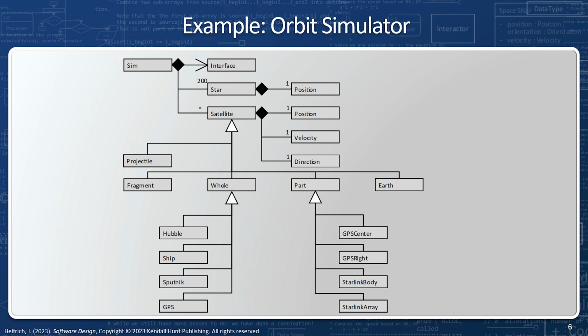So this is the class diagram for Orbit Simulator. Notice how the simulator has many satellites, and the satellite can be many different types: a projectile like a bullet, a fragment, a whole, which is a Hubble, a ship, a Sputnik, or a GPS, or a part like a GPS center, GPS left, right, or a whole bunch of other different ones, as well as the Earth.